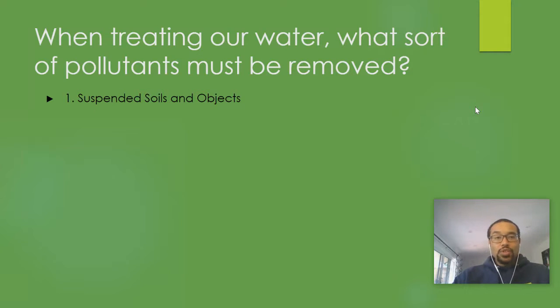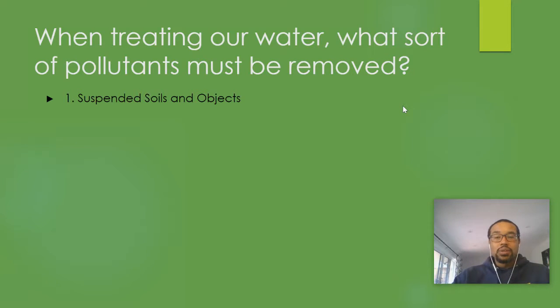So, what do we have to take out of that water before we can safely return it to, in our case, again, to the Thames River? So, the first thing we need to get rid of, and it's fairly straightforward to do so, are suspended solids. I see in my presentation there it says suspended soils. That should read solids. And other objects.